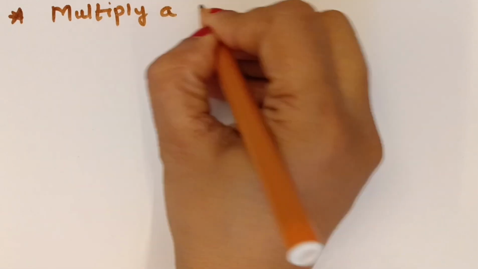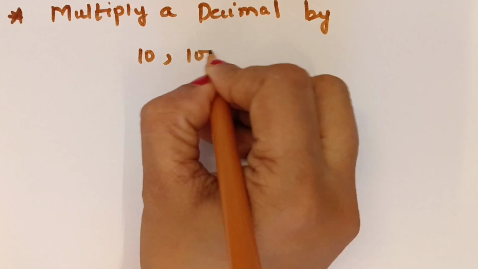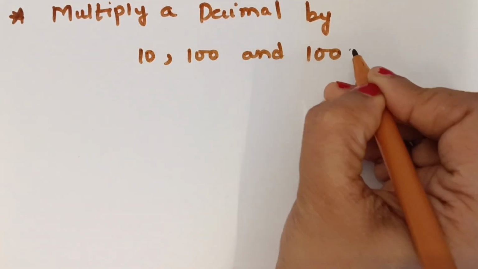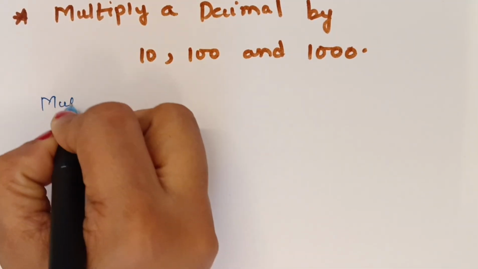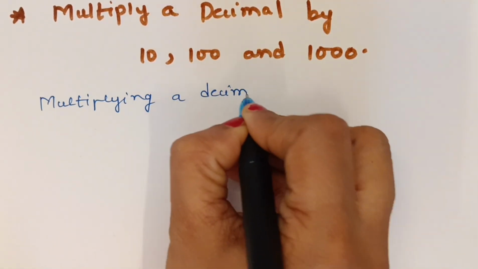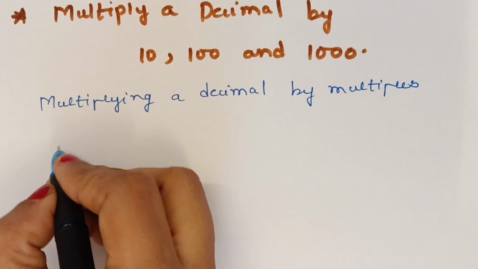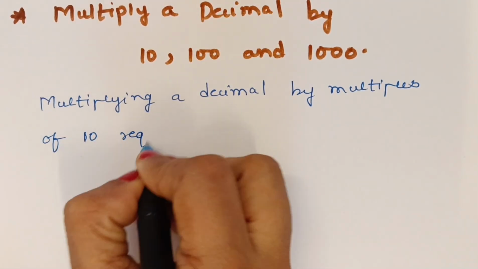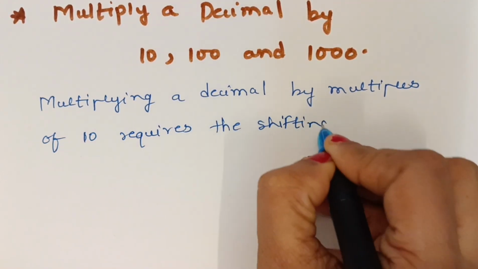Multiplying a decimal by 10, 100 and 1000. No need to solve. You can do it by mental math. So let's see the tricks and tips, and also we will learn the steps. Fine. Now multiplying a decimal by multiples of 10 requires the shifting of decimals.